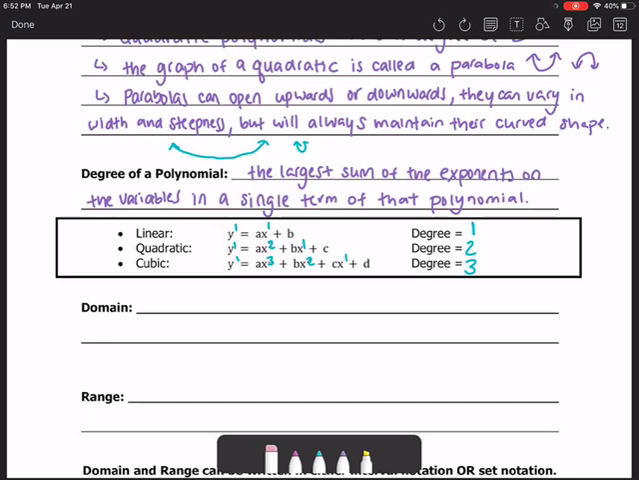Okay, so again, we're looking for the exponents on our variables, and whatever the largest one is going to be our degree on that polynomial. Quadratics will always have a degree of 2.